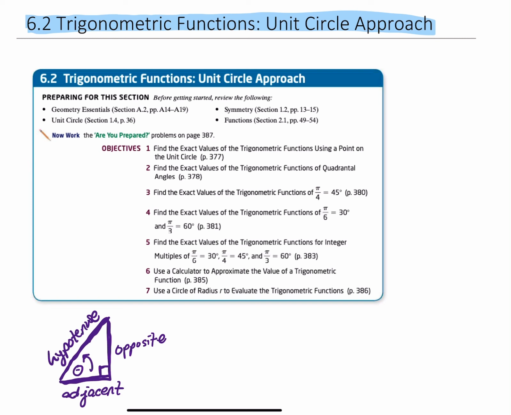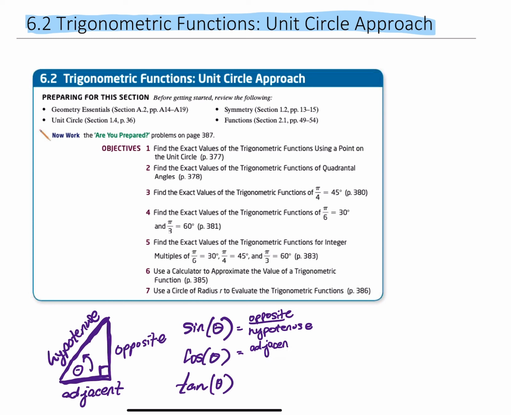And so we defined the 6 trigonometric functions. So the sine of this angle theta, the cosine, and the tangent. Define the sine of an angle as the opposite side length over the hypotenuse. The cosine as the adjacent side length over the hypotenuse. The tangent as the opposite side length over the adjacent side length.